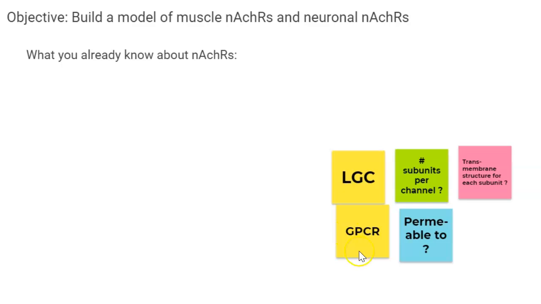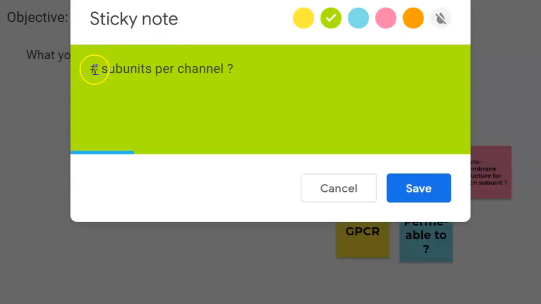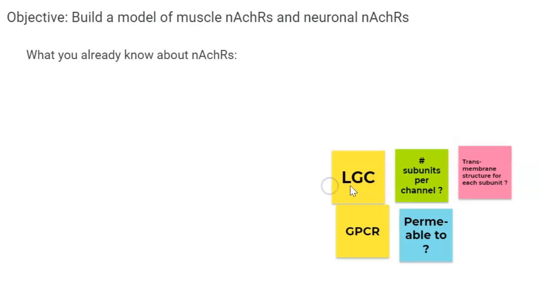are they ligand-gated channels or G-protein coupled receptors? How many subunits are necessary per channel? What is the nicotinic acetylcholine receptor permeable to? And then what is the transmembrane structure for each subunit? So just go ahead and try that, see if you remember it. Pause the video. For these, one thing you can do is double click on this and then put the number in there for any ones that have question marks. This transmembrane structure you'll have to draw, but go ahead and give those a try.